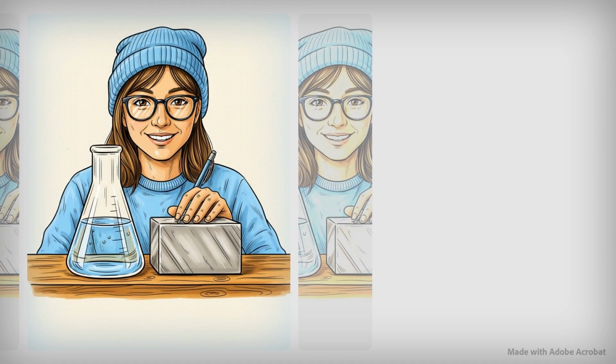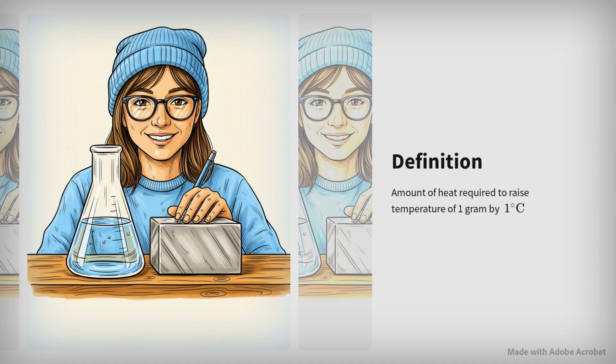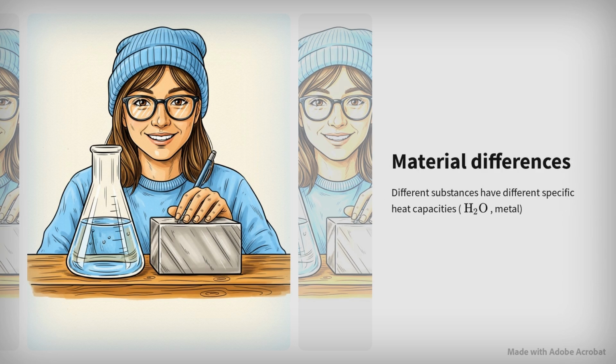Specific heat capacity is a key property that determines how substances respond to heat, with each material behaving differently. Specific heat capacity is the amount of heat needed to raise the temperature of 1 gram of a substance by 1 degree Celsius. Material differences mean that substances like water and metal have different specific heat capacities, affecting how quickly they heat up or cool down.